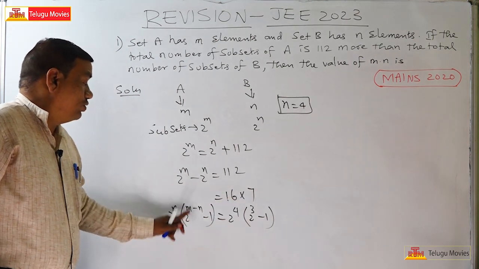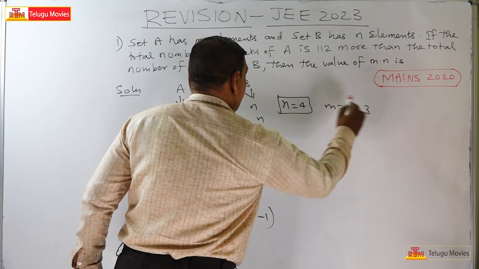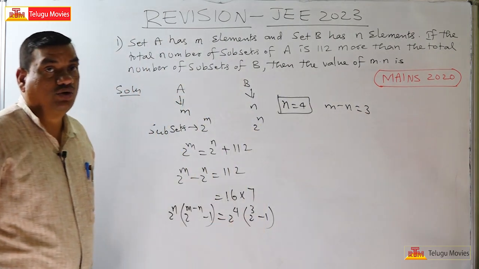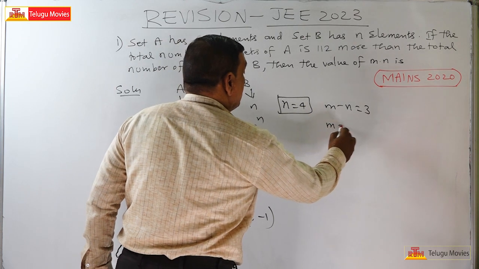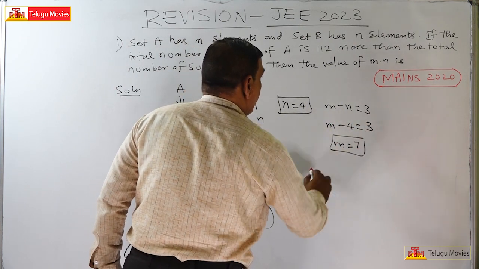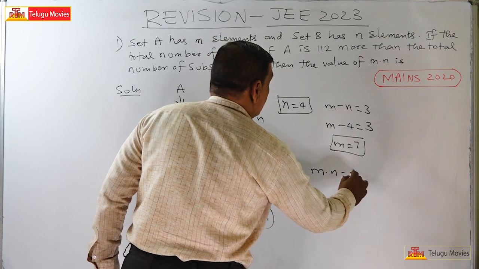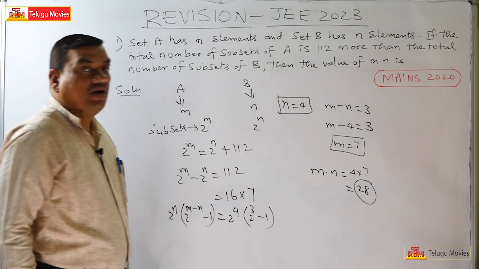2 cube is equal to 2 power m minus n. Therefore, m minus n is equal to 3. We already got the n value, so m minus 4 is equal to 3. Therefore, m is equal to 7. Therefore, m into n is equal to 4 into 7, that is 28. 28 will be your final answer.